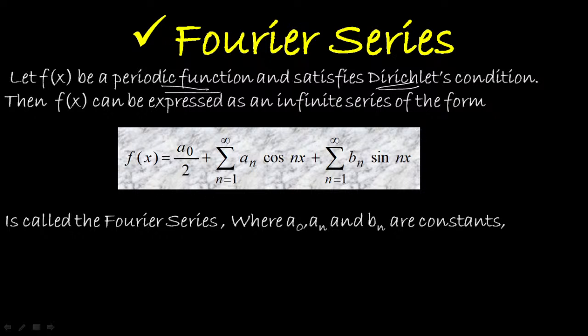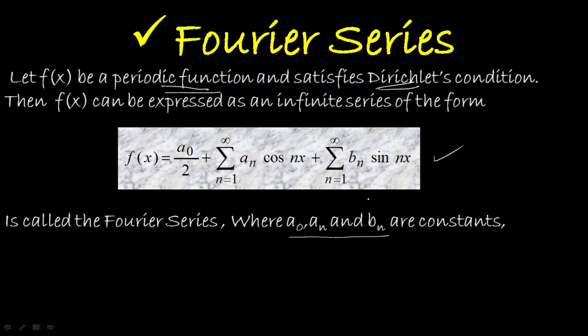that is, f of x is equal to a naught by 2 plus sigma n equals 1 to infinity a n cos n x plus sigma n equals 1 to infinity b n sin n x. This is called a Fourier series, and these constants are called Fourier constants. Using Euler's formula we can find the values of a naught, a n and b n.